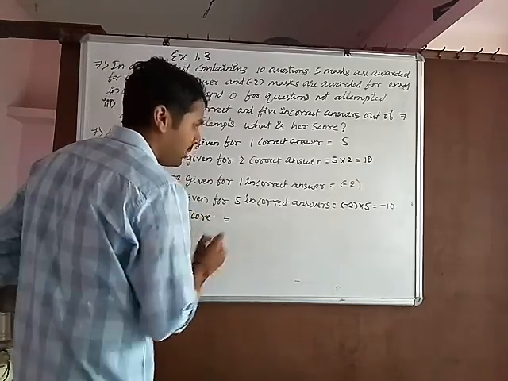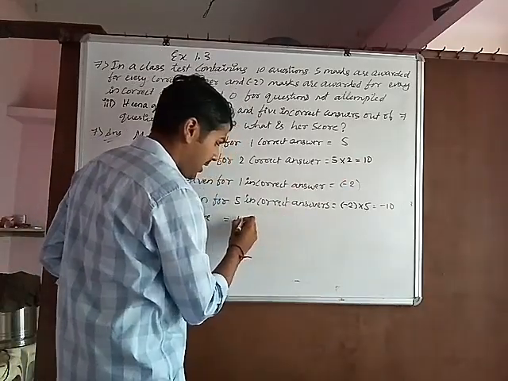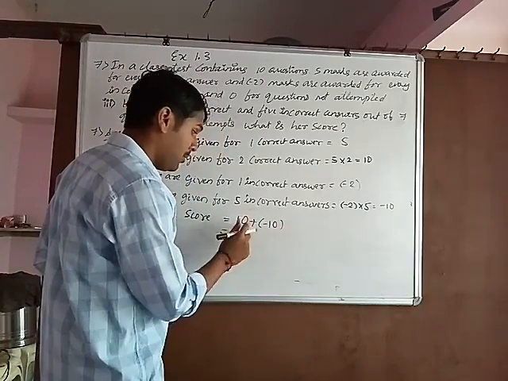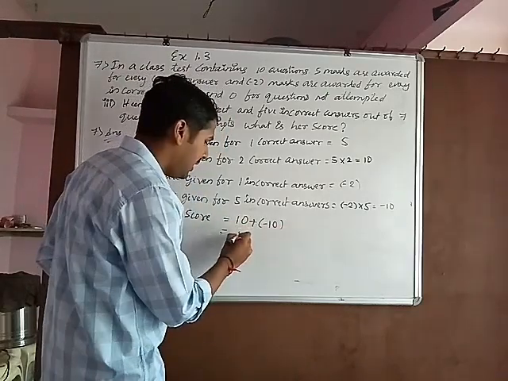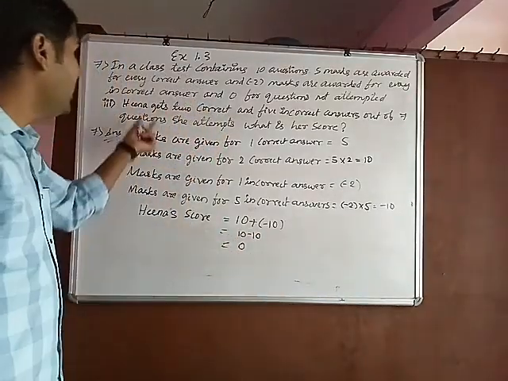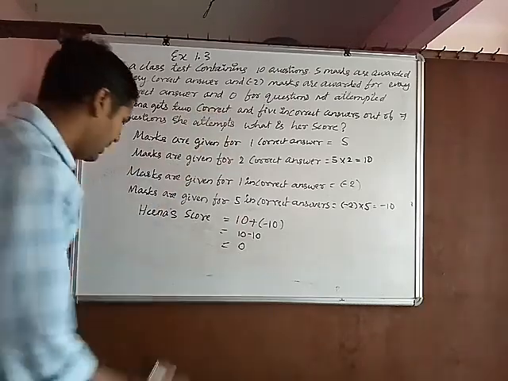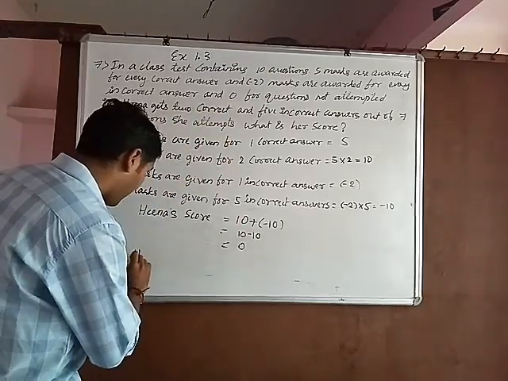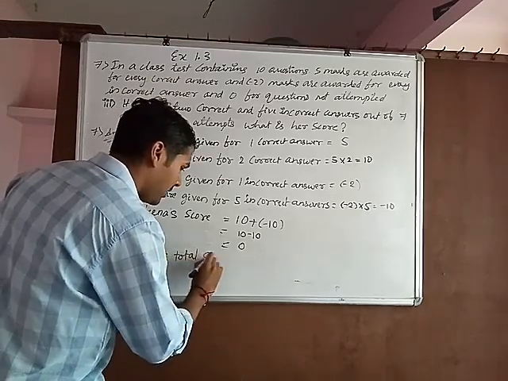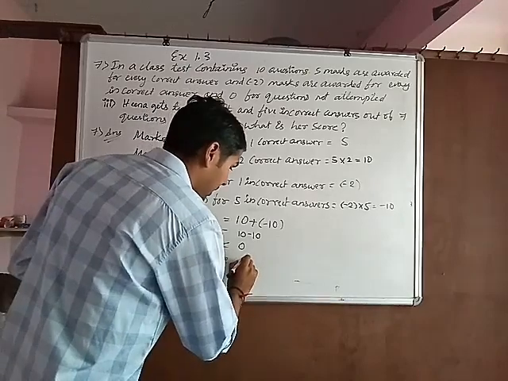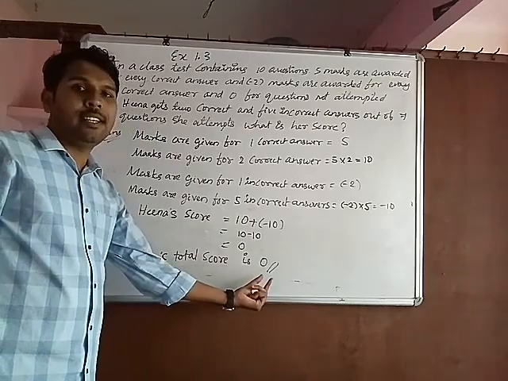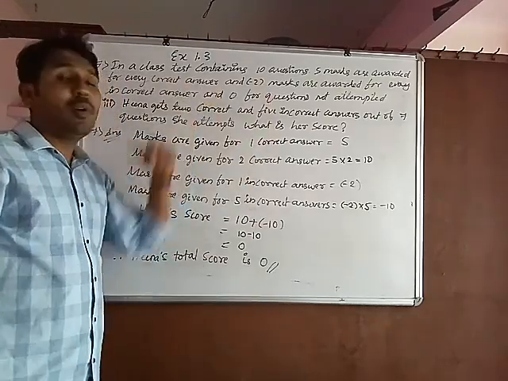So Hina's score equals, add it, 10 plus of minus 10. So solve this one. Plus into minus, minus 10 minus 10, that is 0. Therefore, Hina's total score is 0. So Hina's total score is 0. This is the way of solving these type of problems.